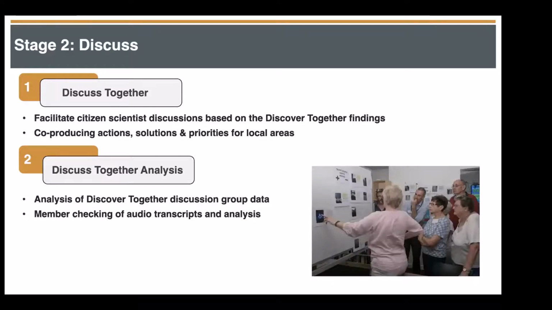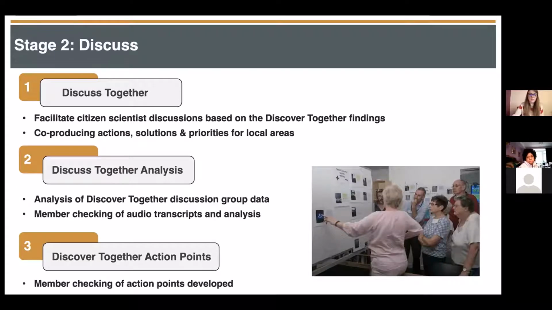What we'll do is we'll take the audio transcript and have it member checked again, and then we'll use this to analyse the data to produce some action points. And then after this, we'll co-produce the action points with members by having them member check these points. And at the end of this stage, we'll then have a set of workable changes that have been co-produced and can be shared with local decision makers.